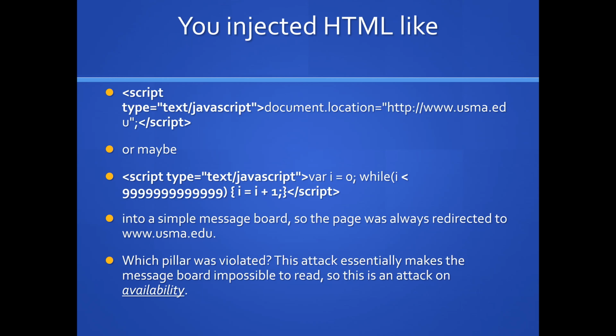If you can't read the message board, then none of the information or data is available to the users. So it's not accessible. And if it's not accessible, then obviously availability has been taken out. And why can't you read it? What's going on with this? What is this JavaScript doing?